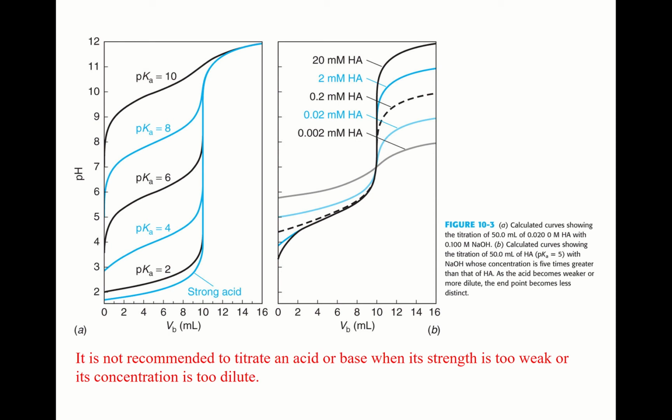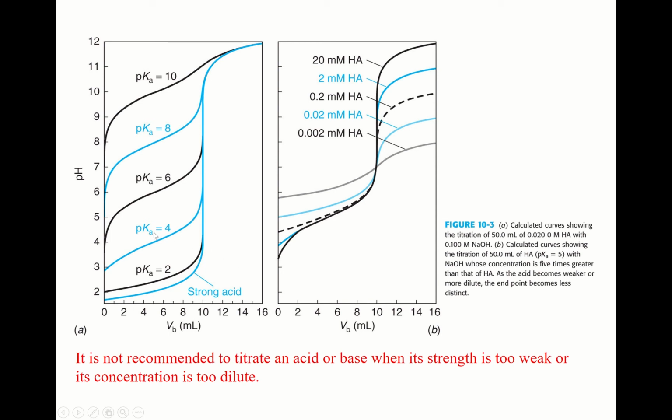But as the acidity of the acid becomes smaller and smaller, this titration curve looks like the same, but this step size becomes smaller. For example, for a weak acid whose pKa is 2, this one is weak but rather strong, right? So the titration curve is more or less the same as the strong acid case.